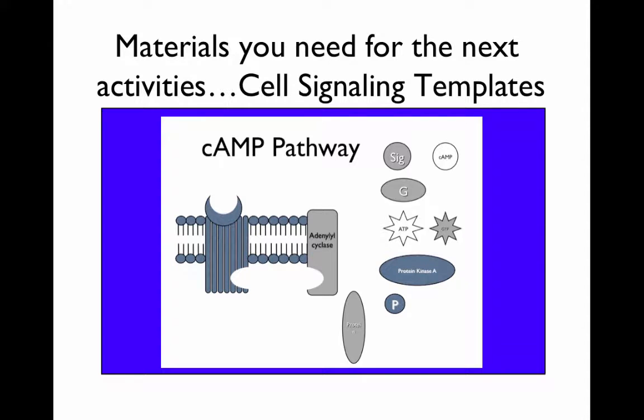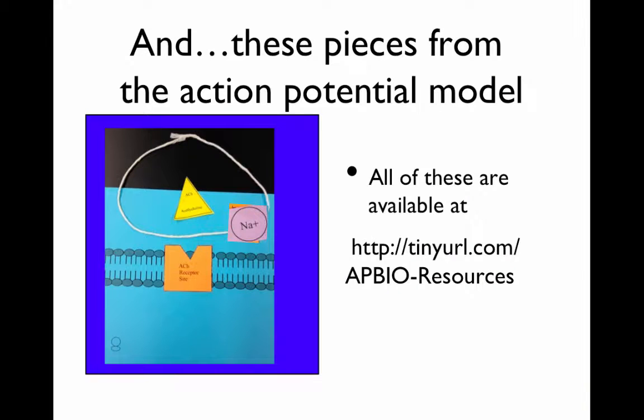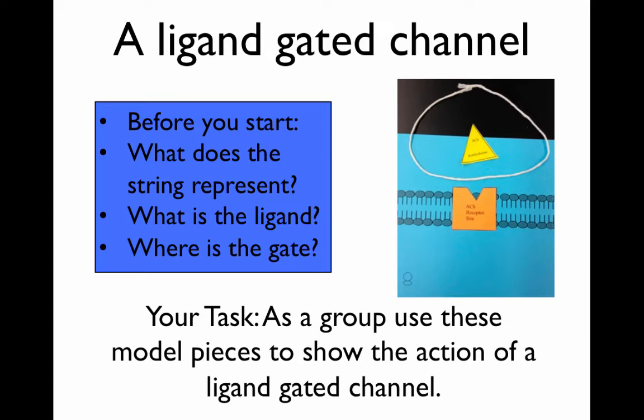You will need several models for the next activities: the cell signaling templates, seen here, the cell signaling placemat, seen here, and model pieces from the action potential model. All of these are available at this URL.